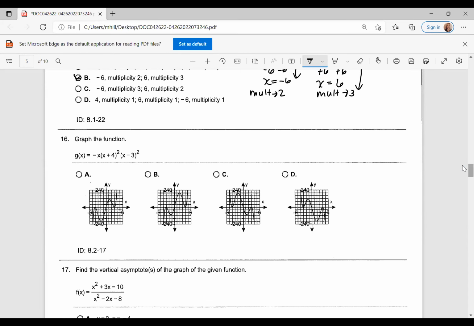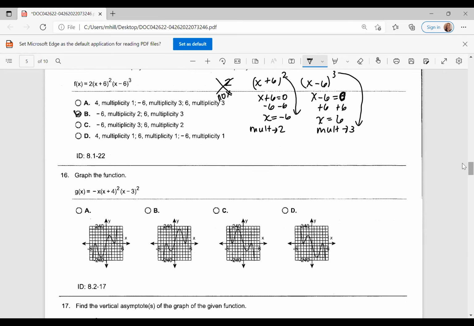On number 16, they're asking you, let me go back so you can see both problems, but they're asking me to graph this function. Okay, there's a lot of things that I need to consider here. One of the things that I'm looking at is this is not a terrible calculator problem, and I'm going to show you how to do this on the calculator. But you're going to have to change your windows if you want it to match this.